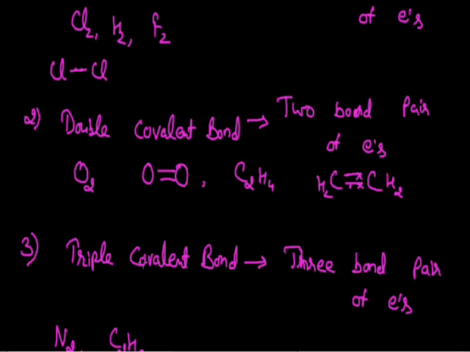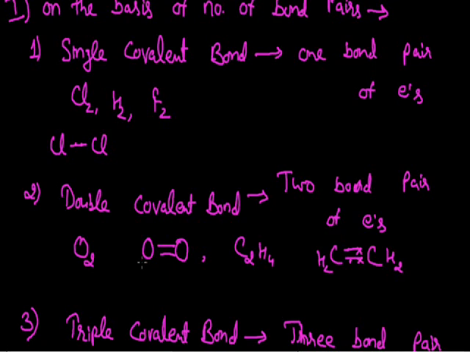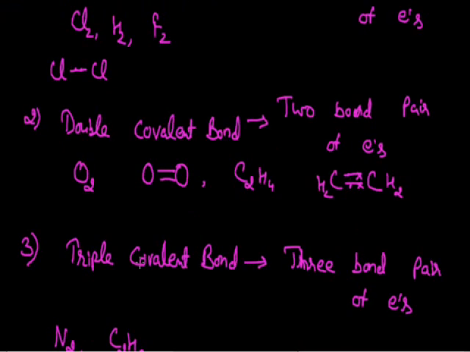So this is the first classification of covalent bonds, and the basis of this classification was how many electrons are going to be shared between these two atoms. Now we will be dealing with the second kind of classification.